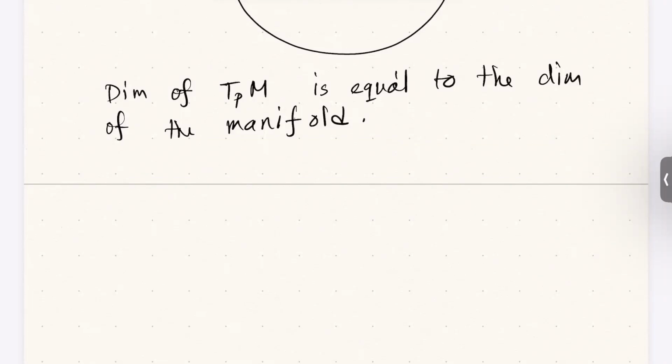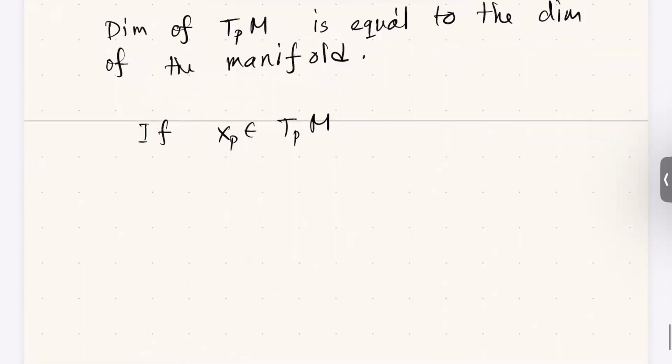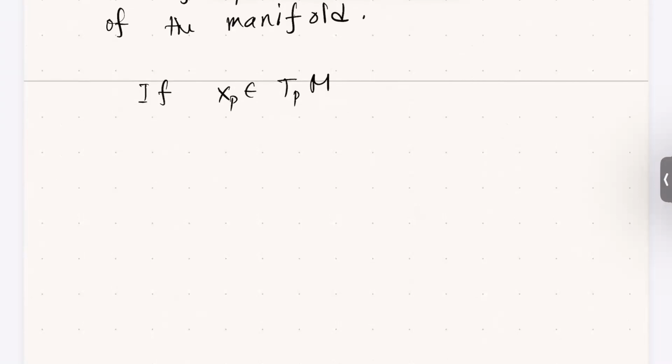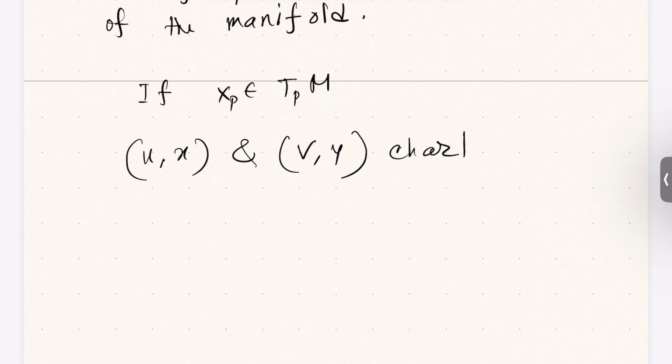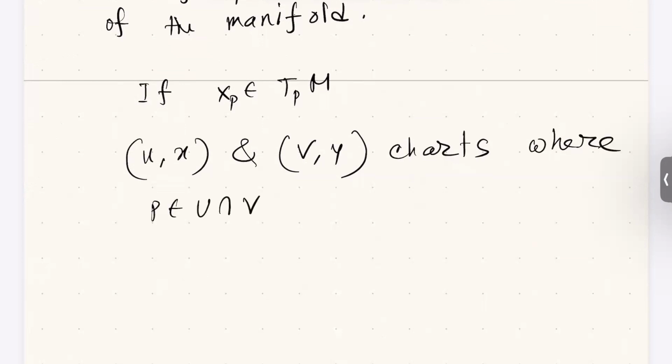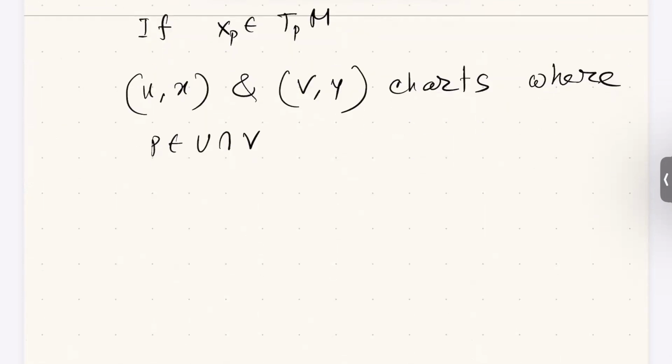Now, let us consider a vector. So if xp belongs to TPM, that means xp is a tangent vector at the point P. At this point, I can have two different charts, let's say u comma x and v comma y, where P belongs to u intersection v.